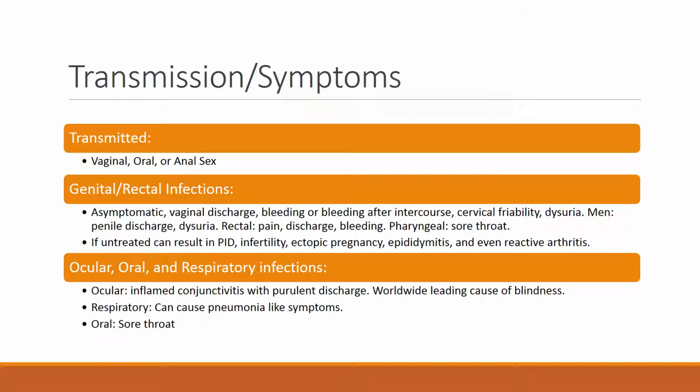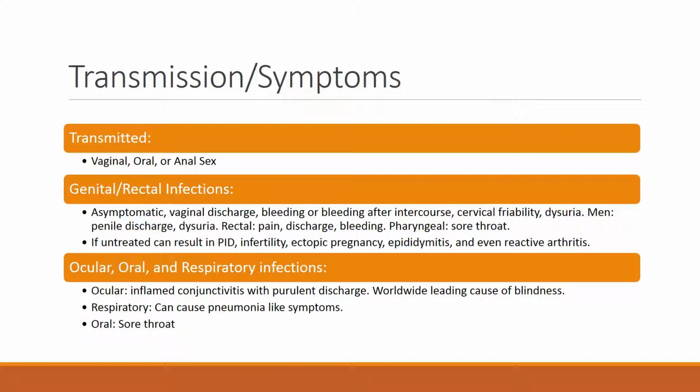The biggest concern here is that a lot of these people are asymptomatic, and for women especially, if they're untreated, it can result in pelvic inflammatory disease, which can in turn lead to infertility and higher risks of ectopic pregnancies. For males, you might see an epididymitis, and in some circumstances, something called Reiter's syndrome, which is three things. It's a reactive arthritis with a conjunctivitis and the dysuria. So they seem to happen together, and that's called Reiter's syndrome.